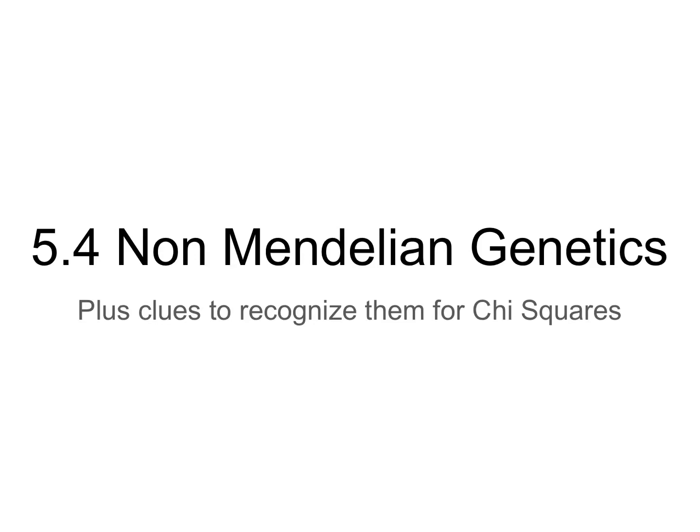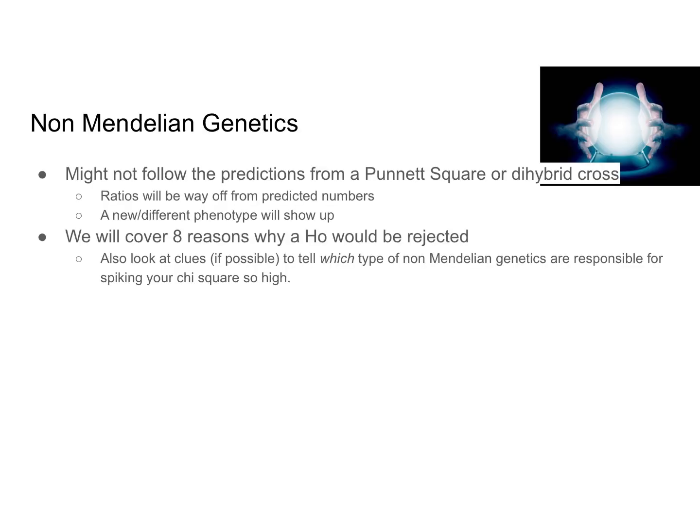Hi everyone. In this video, we are continuing with 5.4 non-Mendelian genetics and the clues to recognize what they are from a chi-square. So we've talked about several other reasons why you would reject a null hypothesis. And in this video, I'm going to talk about lethal genes.